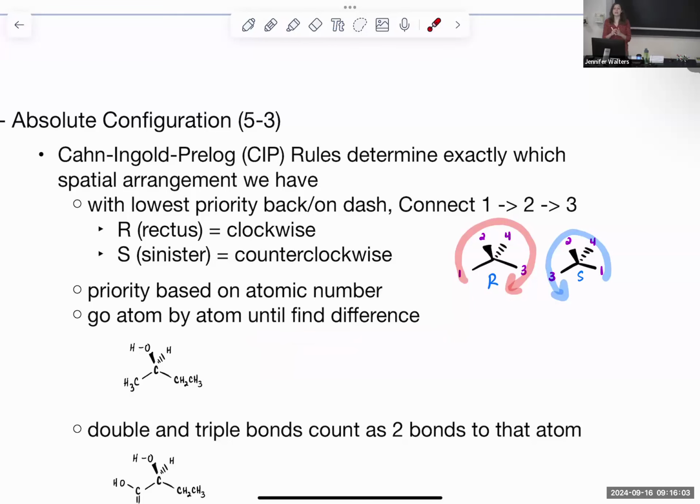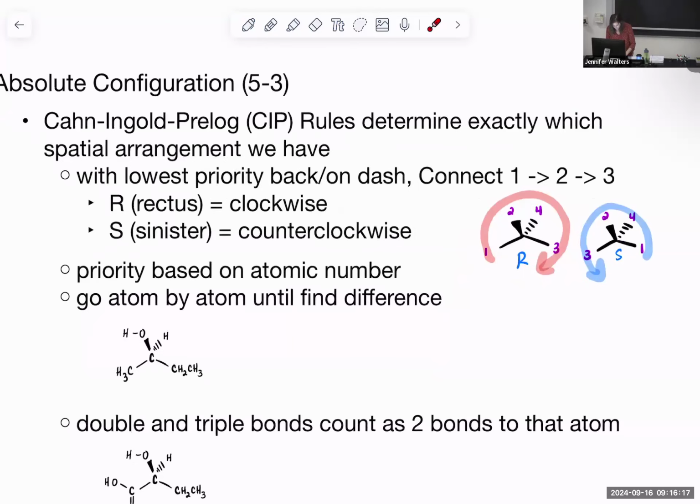So this is the same set of assignments that we used for cis and trans and E and Z. It's just that now I have 4 things that I'm comparing simultaneously. Instead of just doing the left side of the double bond and the right side of the double bond, now I'm doing all 4 things at once.